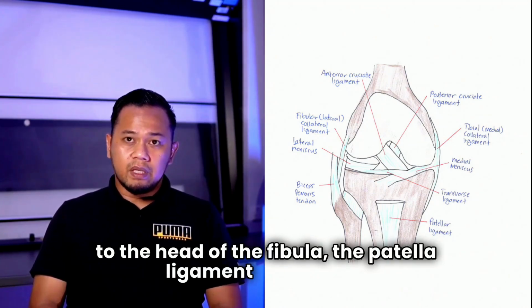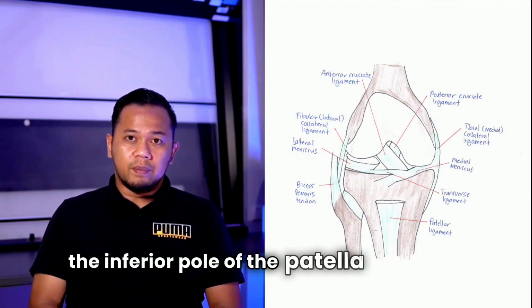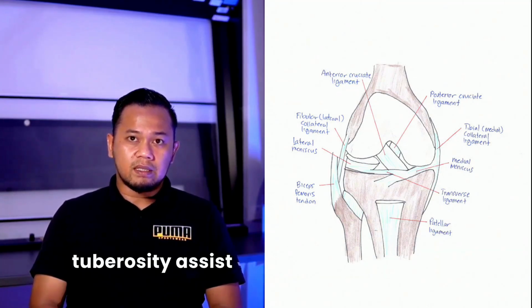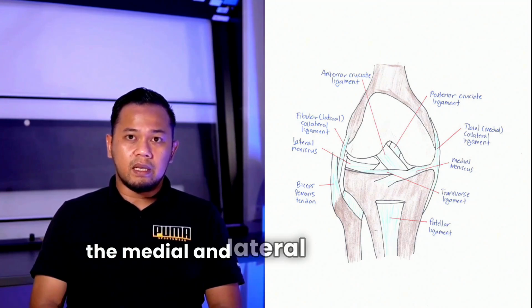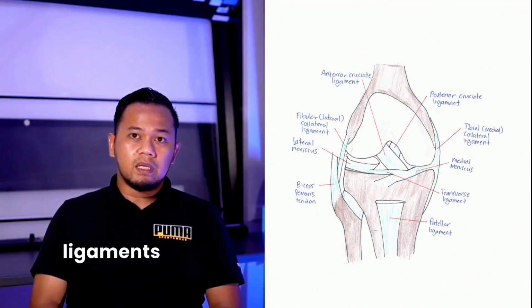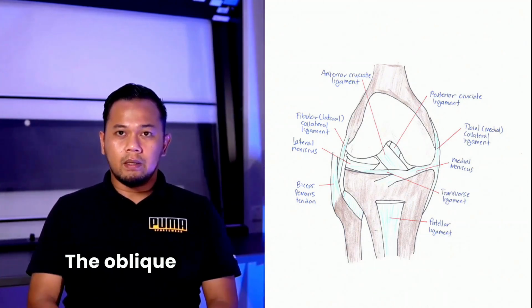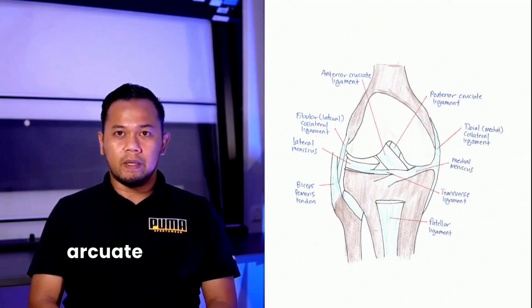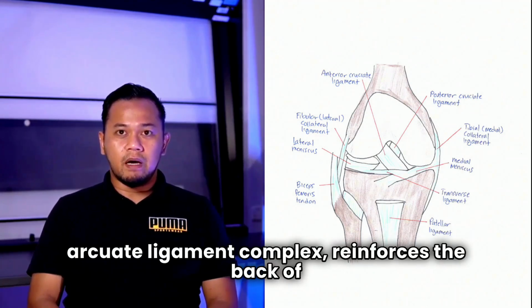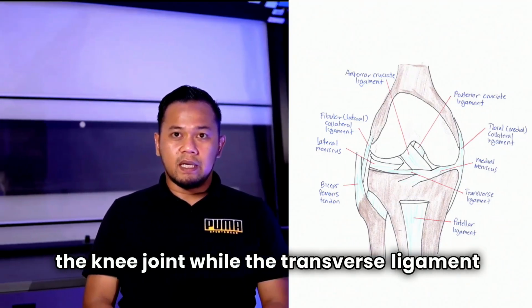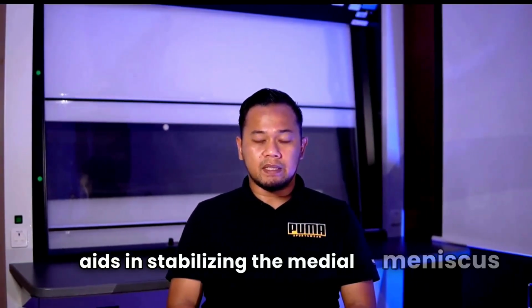The patellar ligament connecting the inferior pole of the patella to the tibial tuberosity assists in knee extension, while the medial and lateral patellofemoral ligaments stabilize the patella, preventing dislocation. The oblique popliteal ligament, part of the arcuate ligament complex, reinforces the back of the knee joint, while the transverse ligament aids in stabilizing the menisci.